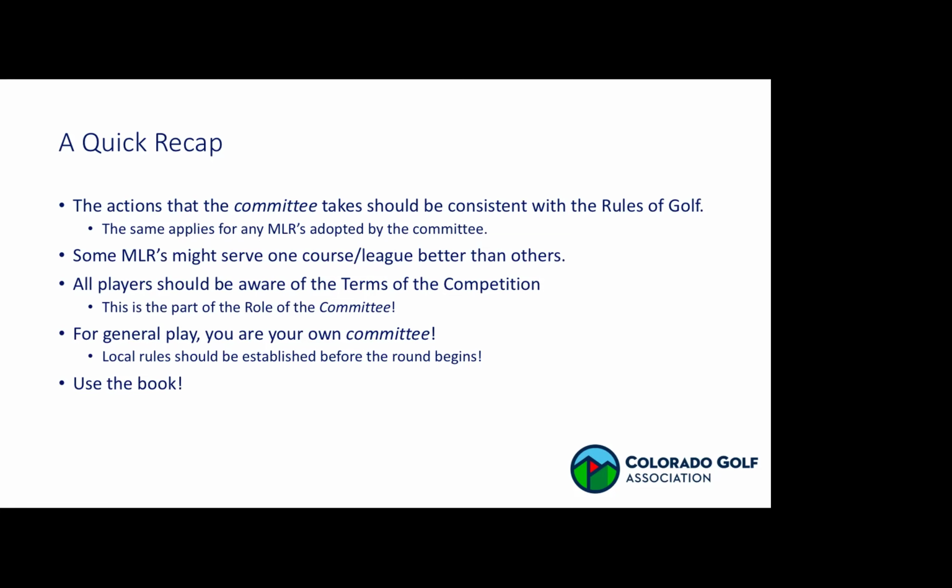Some model local rules might serve one course or league or club or competition better than others. If we're adopting local rules for a junior competition, some of those local rules might serve a junior competition better than they might serve an amateur national championship or the PGA Tour, or even some of our CGA championships. So some model local rules might be really fit for play over here, but they might not work for what we're doing over here. The best example of this is model local rule E5, which we already talked about tonight, that alternative to stroke and distance for balls lost or out of bounds.